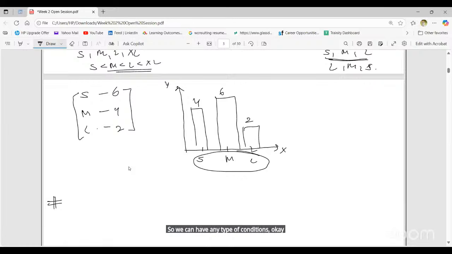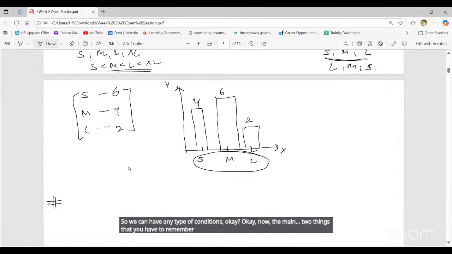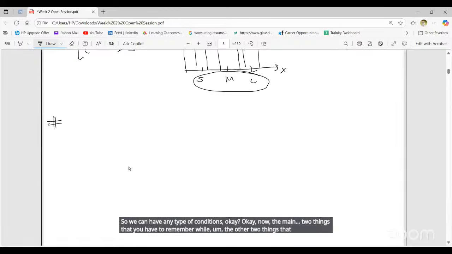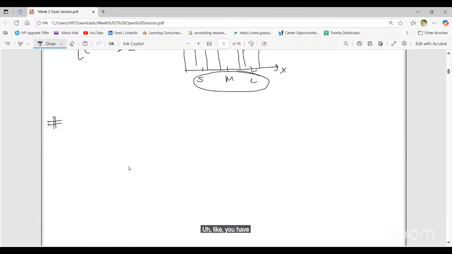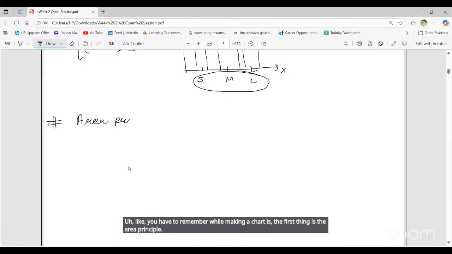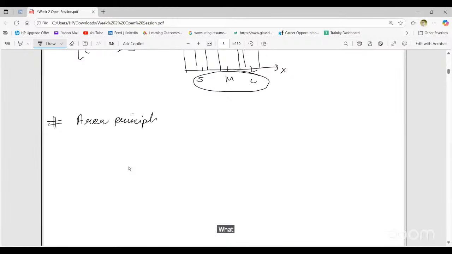Now, the two things that you have to remember while making a chart. The first thing is the area principle. What is the area principle? Anyone? The graph should start from the origin. No, that's a different thing. The area of the bars should be corresponding to their frequencies. Correct.